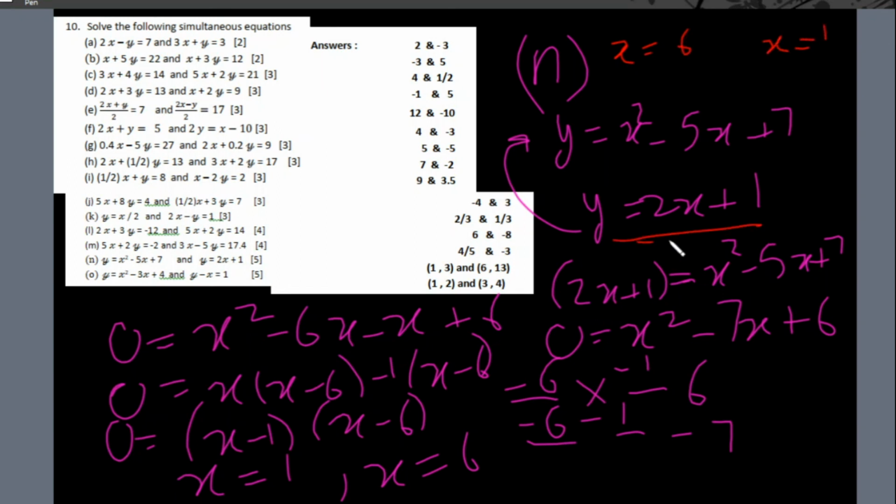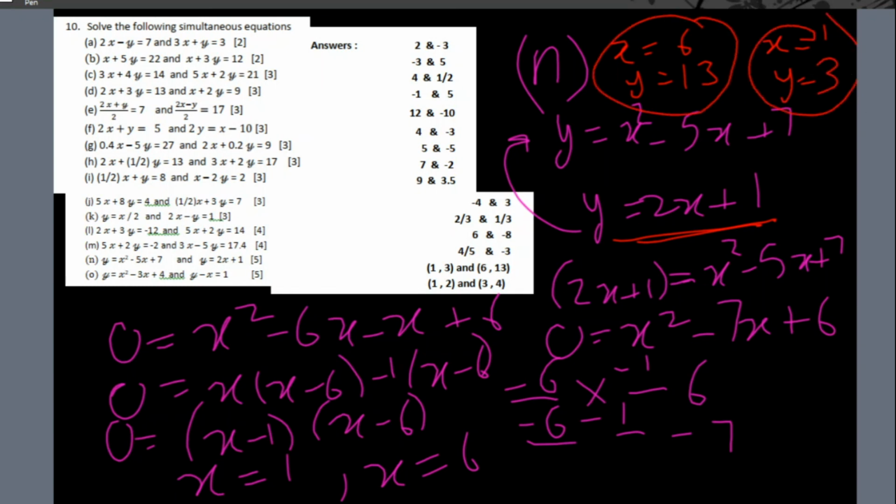Now when x is equal to 6, y will become 2 times 6, 12 plus 1 is 13, and when x is 1, y will become 2 times 1 is 2 plus 1 is 3. So these are the two sets of answers I am getting for part N: (1, 3) and (6, 13). Again, since we have one quadratic equation involved, we'll get two sets of answers. Similarly, apply the same procedure on part O. I'll show it to you.